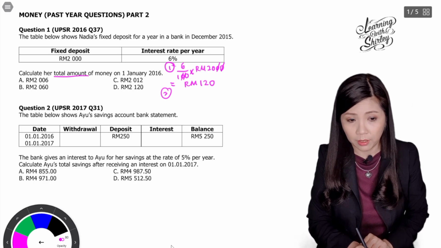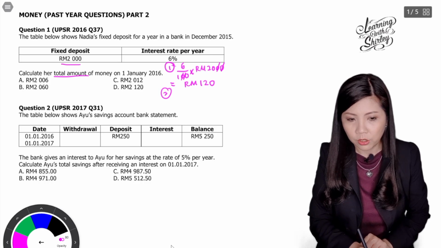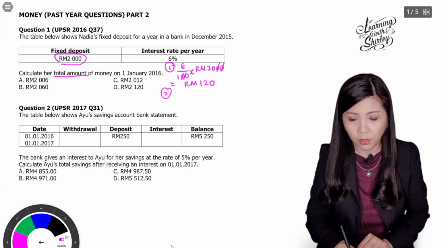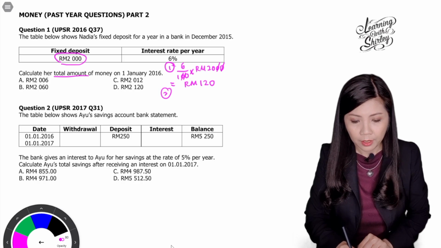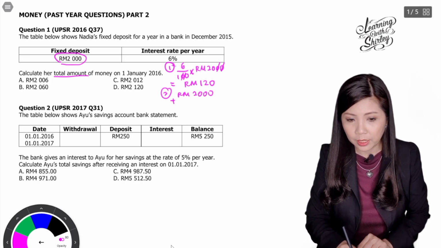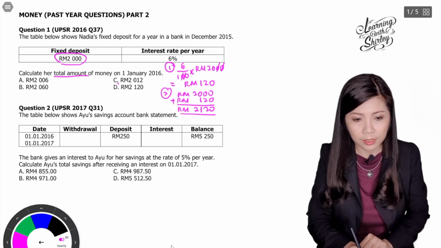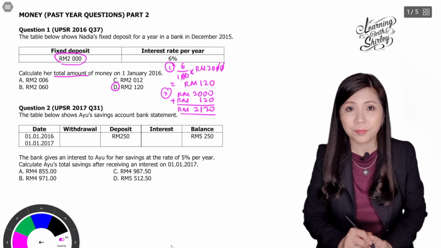Okay, so second step is, so they ask to find total amount of money. So this is the keyword. Okay, so total amount means I'm going to add the interest to the amount in the fixed deposit, which is called the principal. So the principal is 2,000 ringgit plus with the interest, which is 120. Okay, so therefore, her total amount of money is 2,120. And this is the answer. The answer is D. Okay?